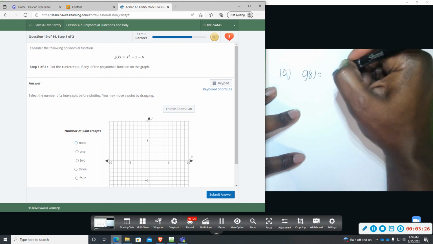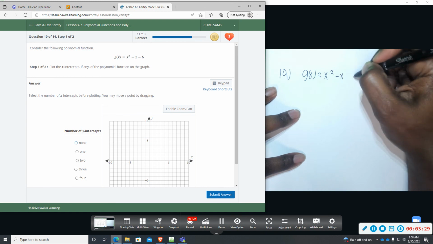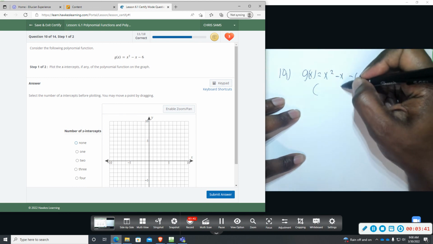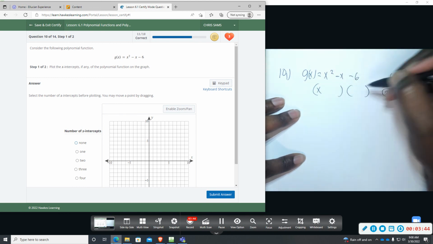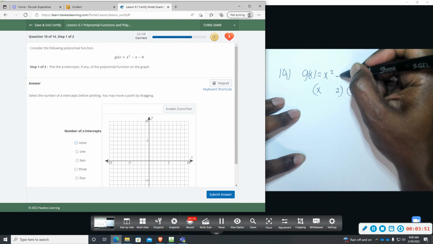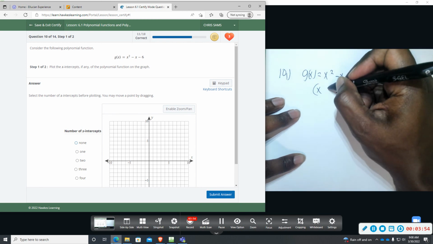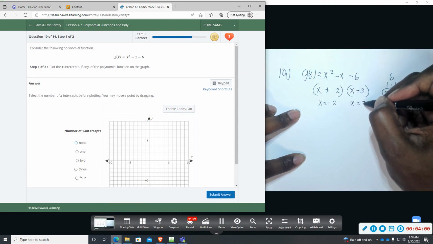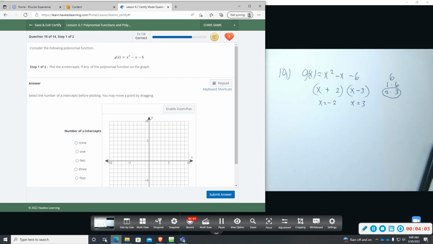G of x equals x squared minus x minus 6. 6 times 1 is 6. Factors of 1 and 6, 2 and 3. We want to subtract and get 1. These will do that. Two sets of parentheses. X in the front, and then we have a 2 and a 3 at the back. Going left to right, that's my bigger sign, and then they will be different. So my x-intercepts will be negative 2 and 3. So number of x-intercepts, 2. One at negative 2 and one at positive 3.